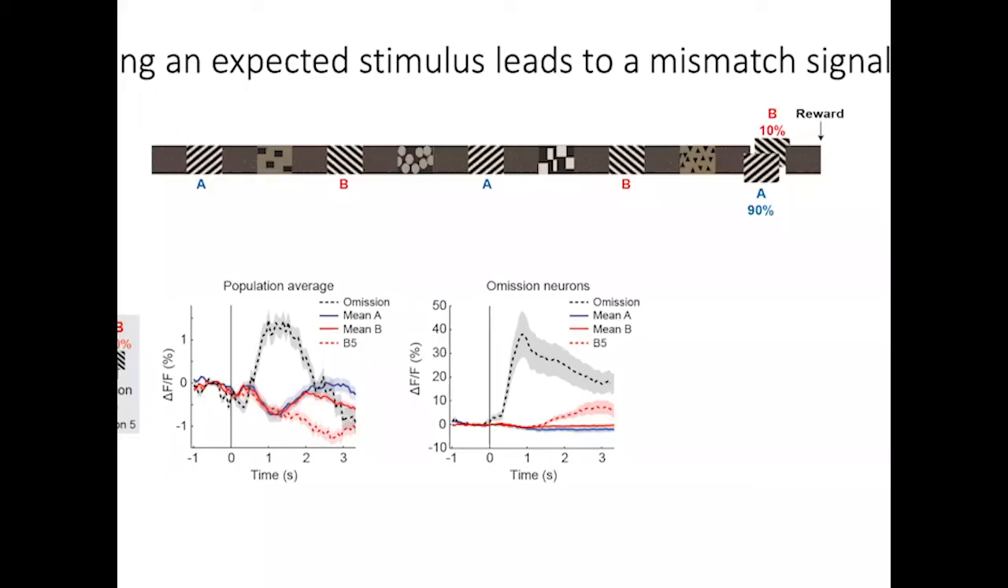So this is just one example. This is a very ubiquitous thing we found across all mice, except one mouse. And so just, because biology, right?